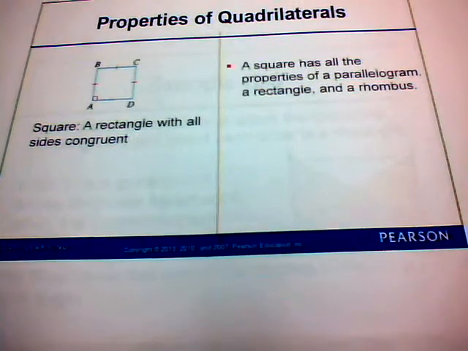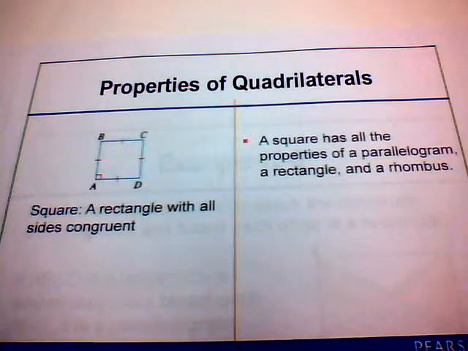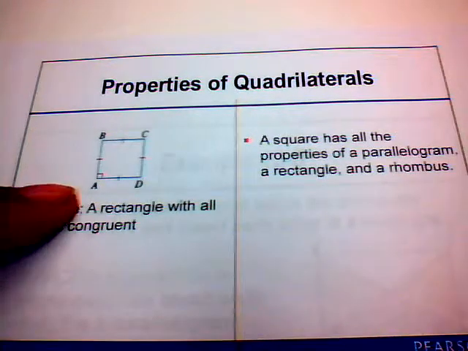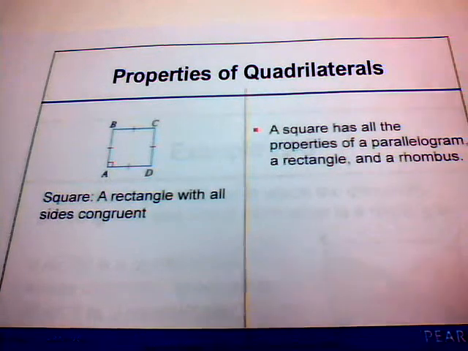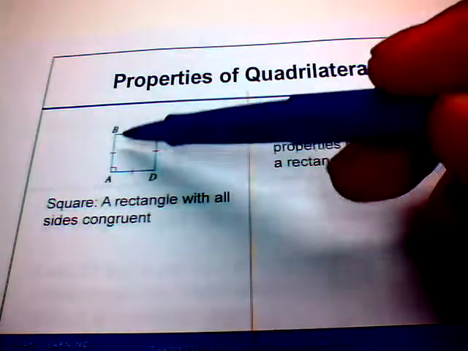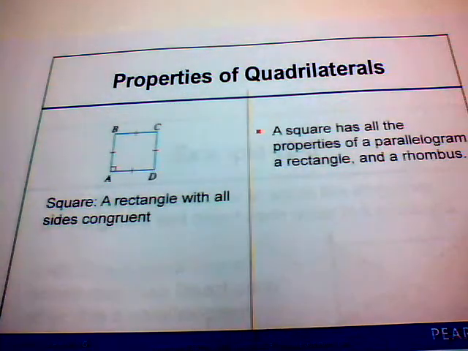All right, next is a square, which is a rectangle with all the sides congruent. As you can see here, A, B, C, D. In this case here, AB, BC, CD, and AD are all congruent. So that makes it a square. And it does have the properties of a parallelogram, a rectangle, and a rhombus.